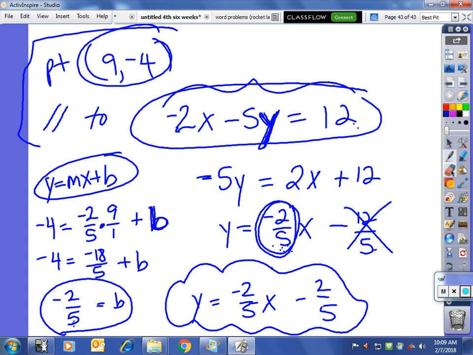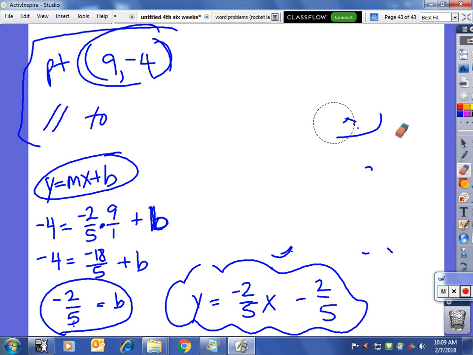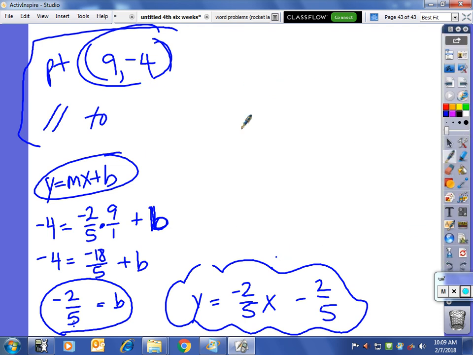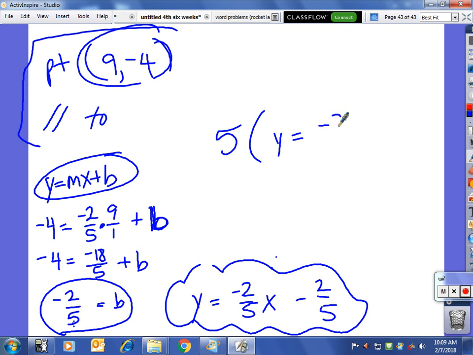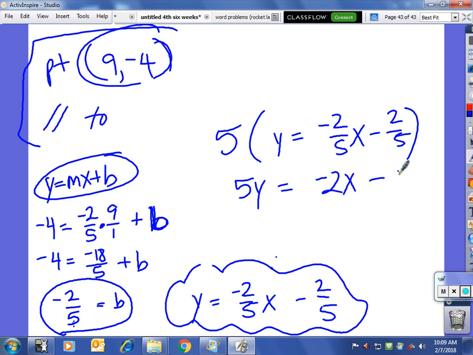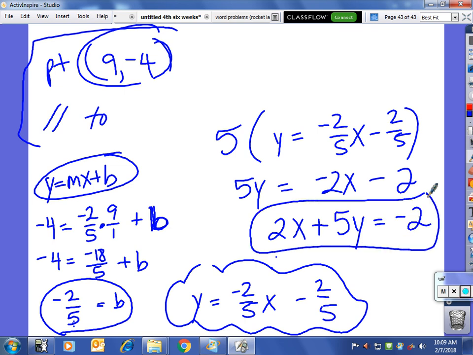Ms. Heim said you have to put your answers in standard form. So I am still not done, folks. There's only one like this. You got to have stamina here. Now what do I do? Multiply everything by 5. So 5 times this whole line. That's going to become 5y equals negative 2x minus 2. And then move the negative 2x to the other side and we'll finally be done. 2x plus 5y equals negative 2. That's what I want to see for your final answer.